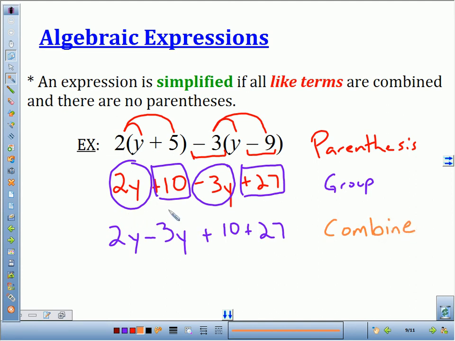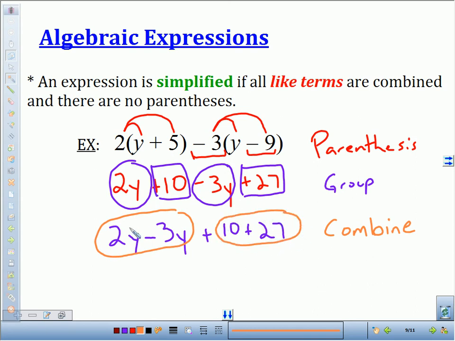Now I can combine 2y and negative 3y and 10 and 27. 2y minus 3y is negative 1y. Well, I don't write 1y. I write negative y. The 1 is understood. 10 plus 27 is 37.